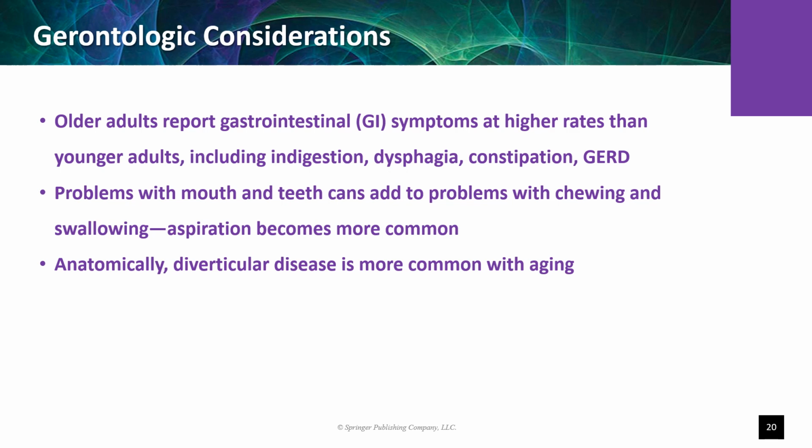Various changes in the GI system occur with aging, including tooth loss and decay, decreased saliva secretion, decreased resting pressure of upper esophageal sphincter, incompetence of lower esophageal sphincter, reduced motility, delayed gastric emptying, slower regeneration of gastric mucosa, decreased secretion of digestive enzymes, weakening of intestinal walls, slower colonic transit, decreased tone of external and internal anal sphincter.